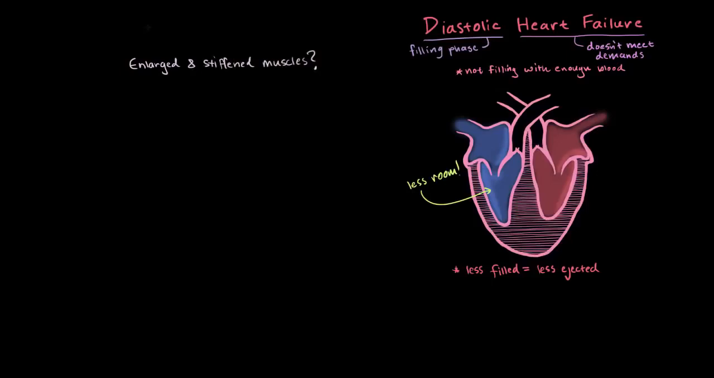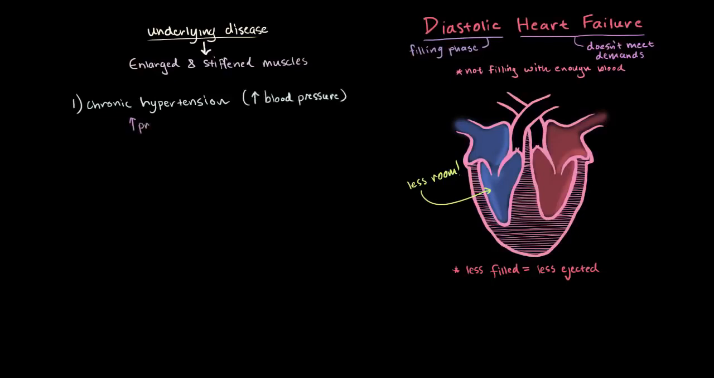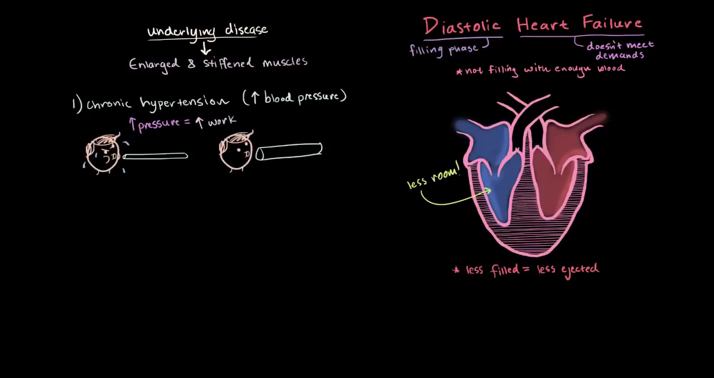Well, just like systolic failure, it's a secondary disease, which means that this growth and stiffening is caused by some kind of underlying disease that's been there before. And the big one that we tend to understand the most is chronic hypertension, or high blood pressure. So when the pressure in your blood vessels goes up, they become harder to pump against, harder to pump into. And this is kind of like blowing into a straw versus a big tube. Which one do you think is going to be harder to blow air through? It's probably the smaller one, right?